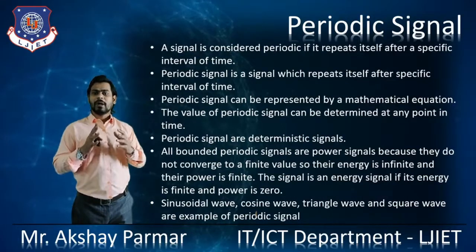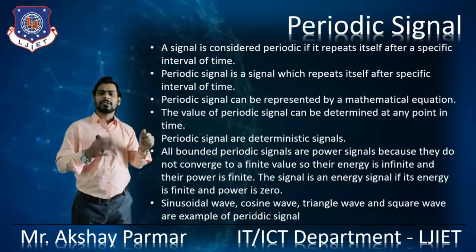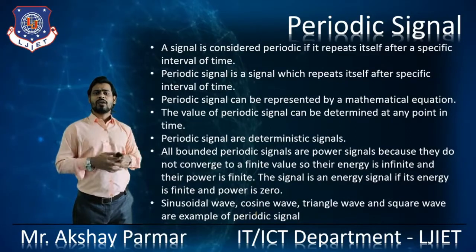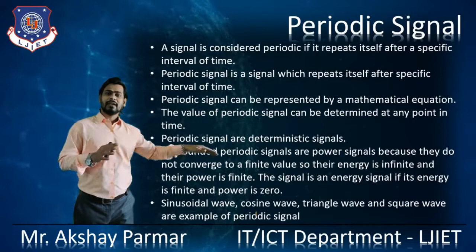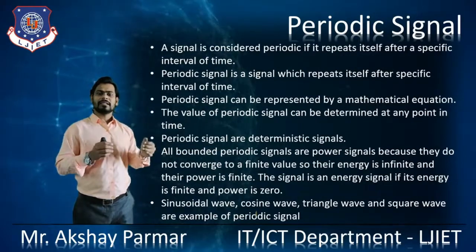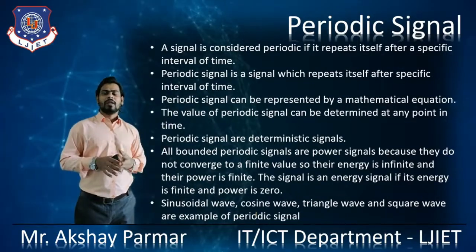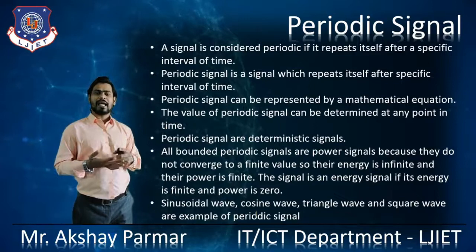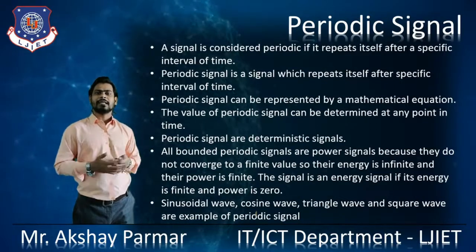Why? All bounded periodic signals are power signals because they do not converge to a finite value, so their energy is infinite and their power is finite. A signal is an energy signal if the energy is finite and the power is 0. Sinusoidal waves, cosine waves, triangle waves, and square waves are examples of periodic signals.